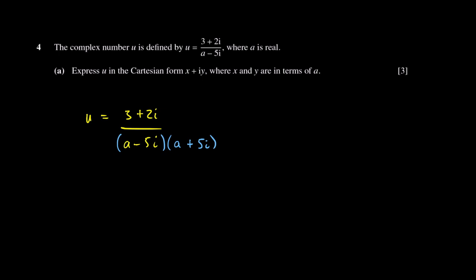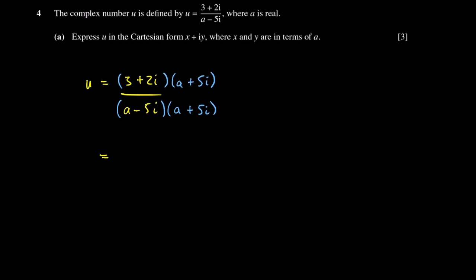Now, of course, in order to maintain equivalent fractions, whatever we multiply on the bottom, we must also multiply on the top. So we're going to multiply that by a plus 5i as well. So I'm going to do that, and I'm going to expand. On the top, I'll get 3 times a, which is 3a, plus 15i. I'm going to get 2i times a, which is 2ai, and I will get 2i times 5i, which is 10i squared.